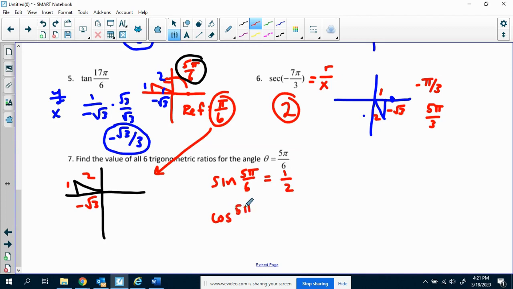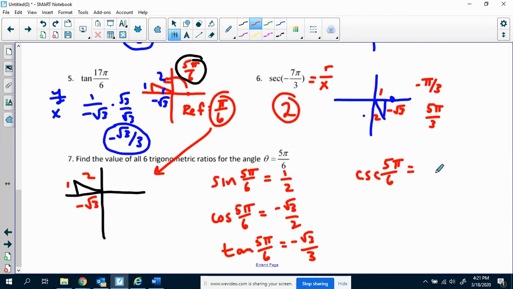Cosine of 5 pi over 6 is negative root 3 over 2. Tangent of 5 pi over 6 is negative root 3 over 3. We already found that. Cosecant of 5 pi over 6 is going to be the reciprocal of sine, so that's 2. It's also r over y, and r over y is 2 over 1. Secant of 5 pi over 6 is going to be 2 divided by negative root 3, which if I did a FFU and multiply the top and bottom by root 3, I'd get negative 2 root 3 over 3.